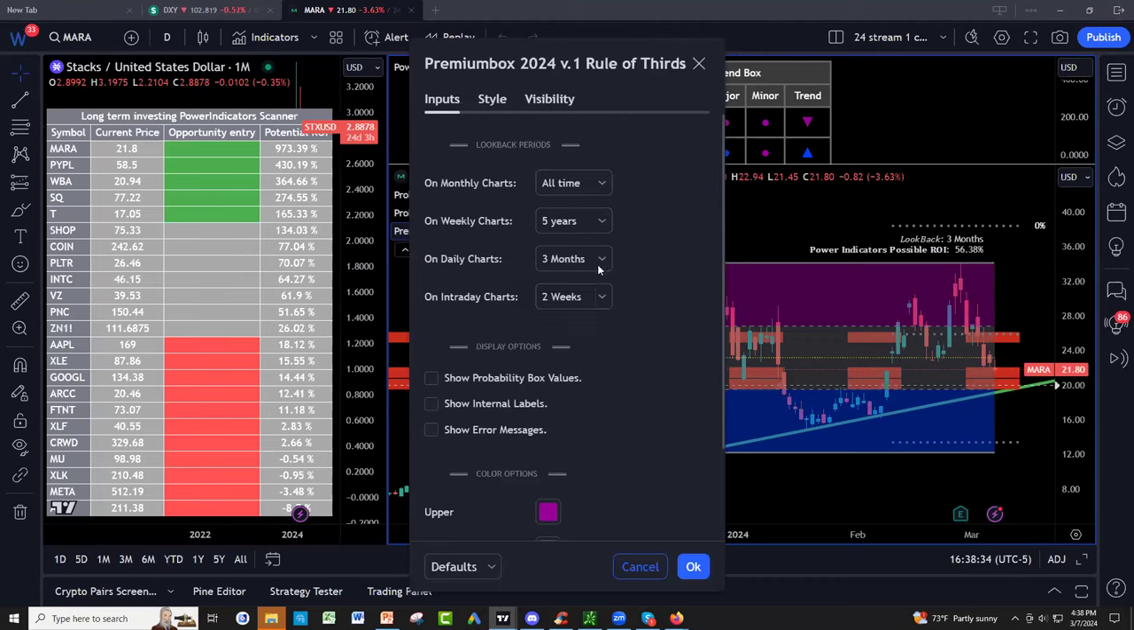So you have control of the sensitivity of what look back periods you want to look at here to create the proper edge for you. So I repeat, intraday charts, 2 weeks look back period, and 3 months, 5 months.